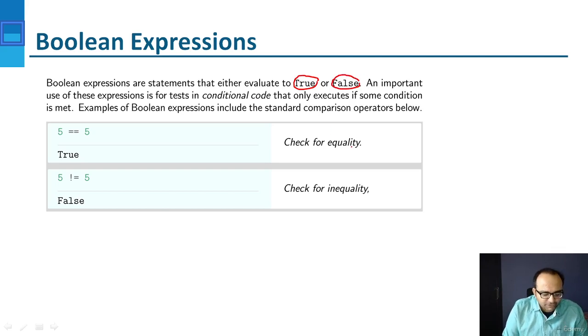So let's see some examples here. 5 double equal to 5. 5 and 5 both are equal, right? So this is going to produce true. 5 not equal to 5, the condition is false. That's why it is going to produce false.